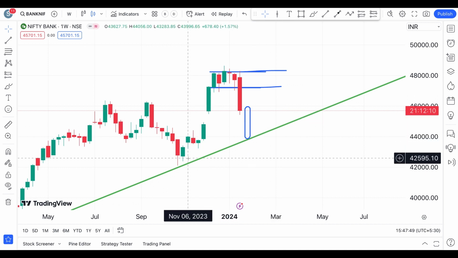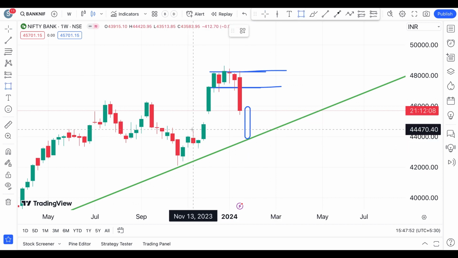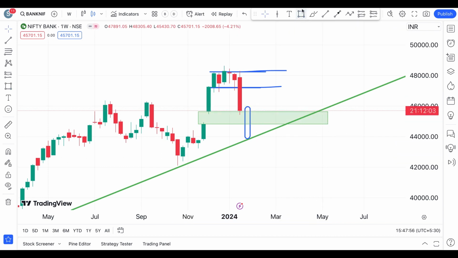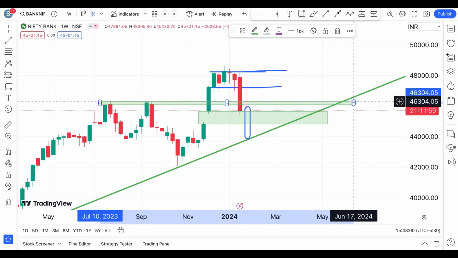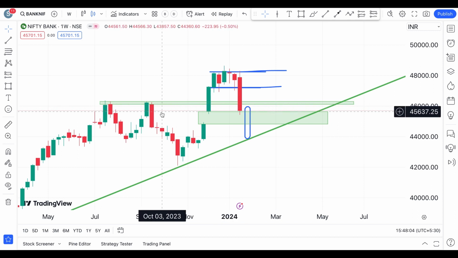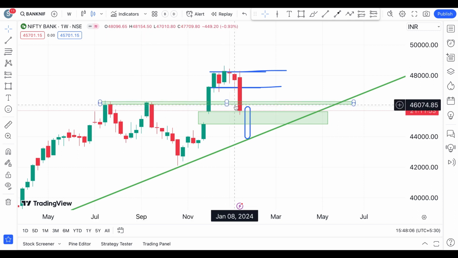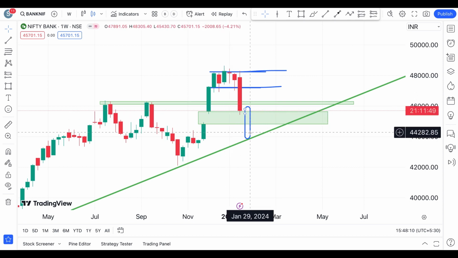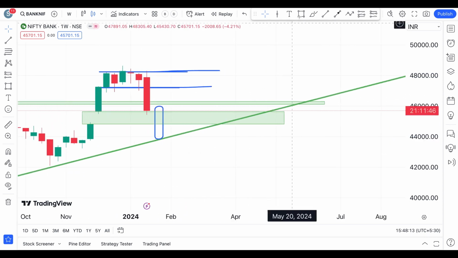But before these two come into play, we have this, because there is a gap here, and we also have these two swing highs on the weekly chart. So if you see, this Bank Nifty weekly candle has given us a close below this swing close region, but right there we have this gap, which is going to act as an important level for the Bank Nifty.